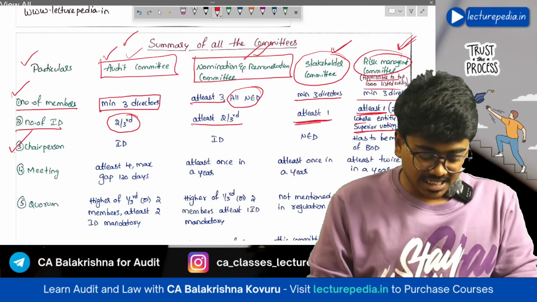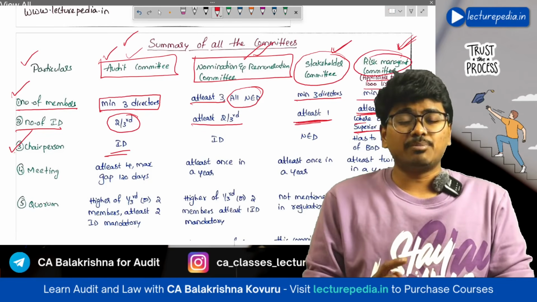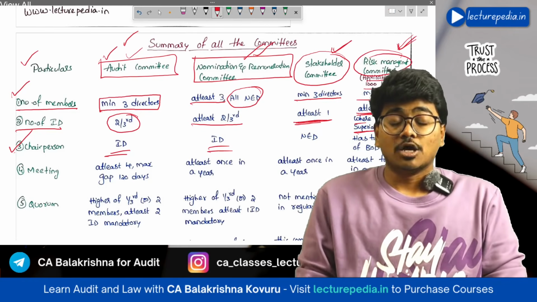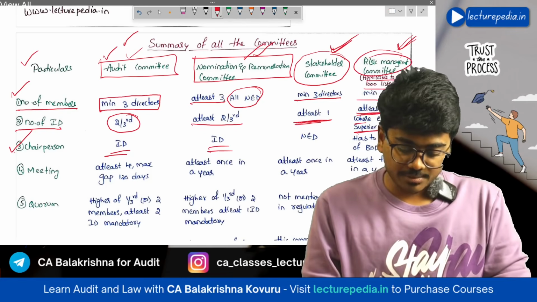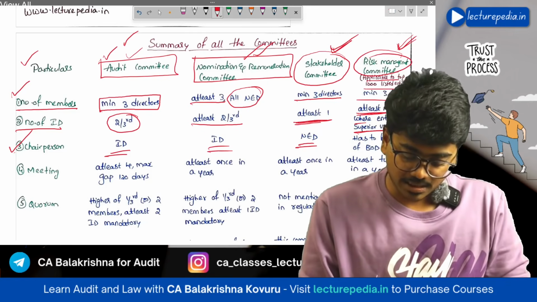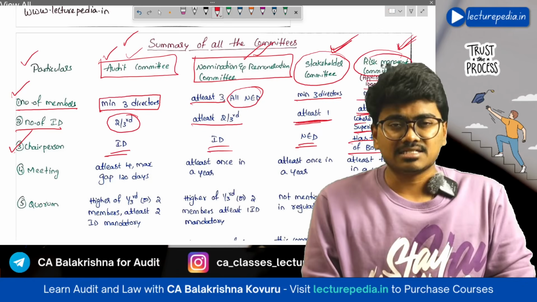Next, chairperson of audit committee must be an independent director. Even the chairperson of nomination remuneration committee must also be an independent director, whereas chairperson of stakeholder relationship committee can be a non-executive director, and chairperson of risk management committee has to be a member of board of directors. That means if he is a director, that is enough.